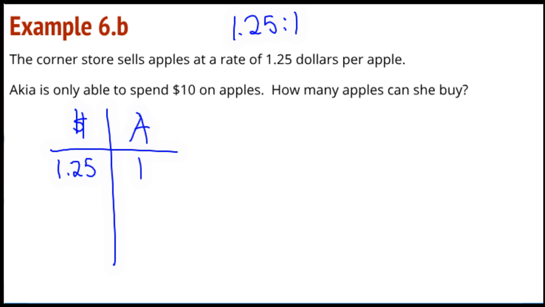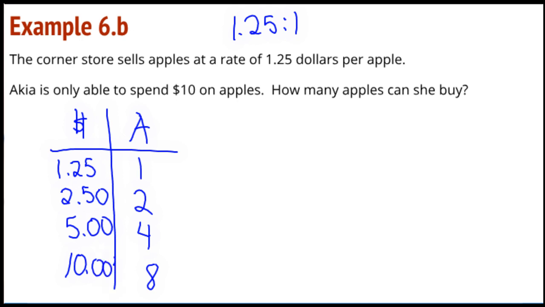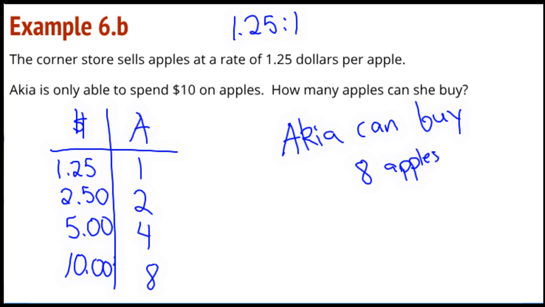I could double and say if I had 2 apples, I would be $2.50. I could double that and have 4 apples and have $5. I could double the 4 and have 8 and get $10. And I could find out that it is going to cost $10 to get 8 apples. Akia can buy 8 apples for $10.